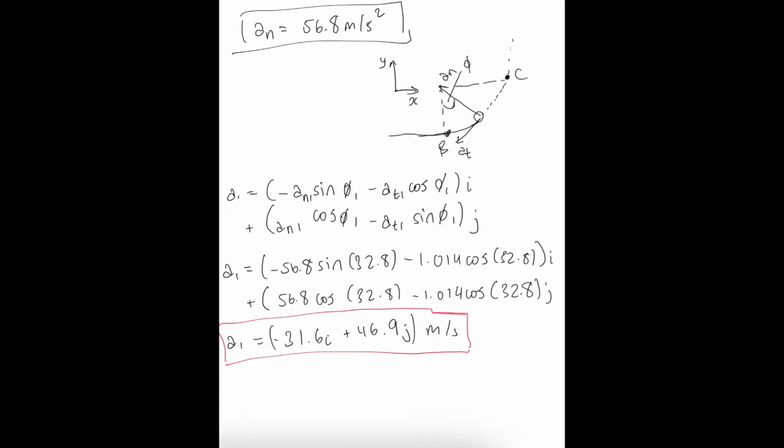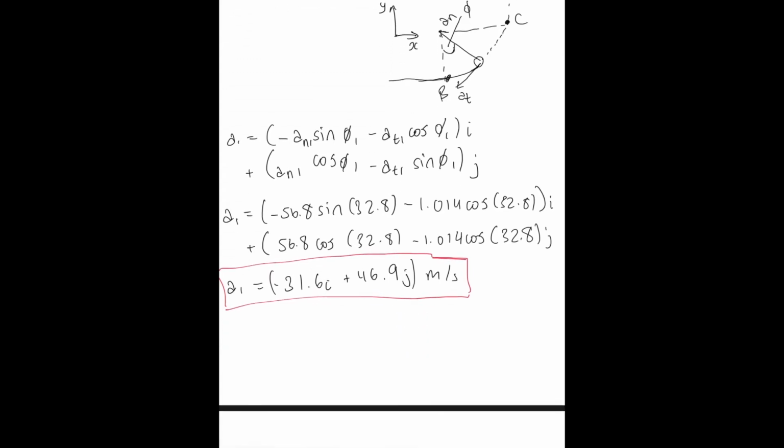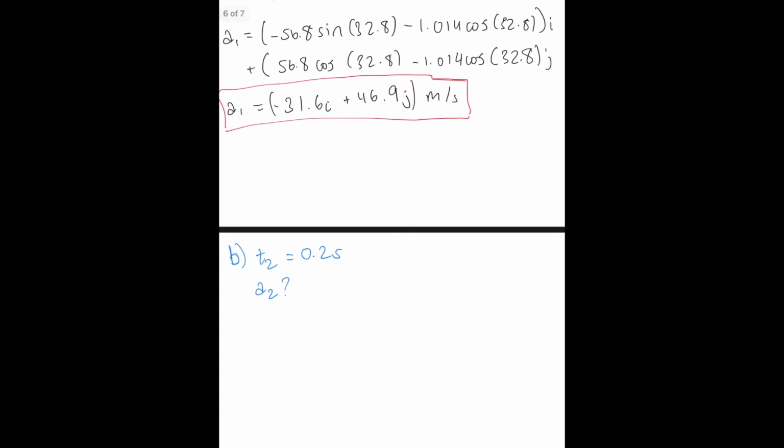For part B, we're just going to be doing exactly the same thing. We know that t2 is 0.2 seconds, and we want to know a2. So we're going to use the same exact method again. We're going to find the velocity first.